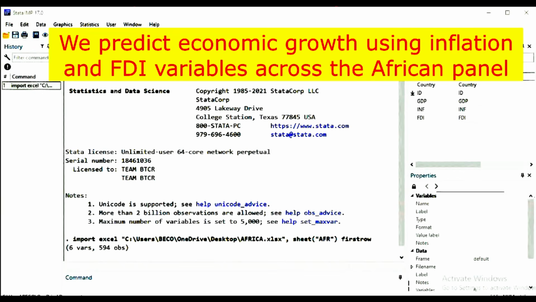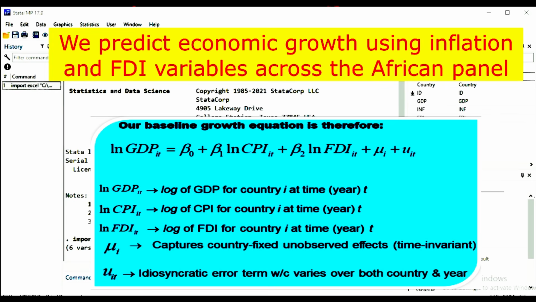We have both cross-sectional and time series dimensions in our dataset, what we call a panel data. Suppose, for example, we are examining the impacts of inflation and foreign direct investment on the economic growth of the African countries in the sample. Our basic growth model can be specified as follows.